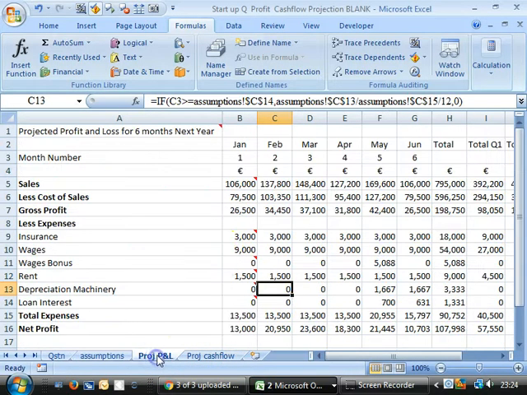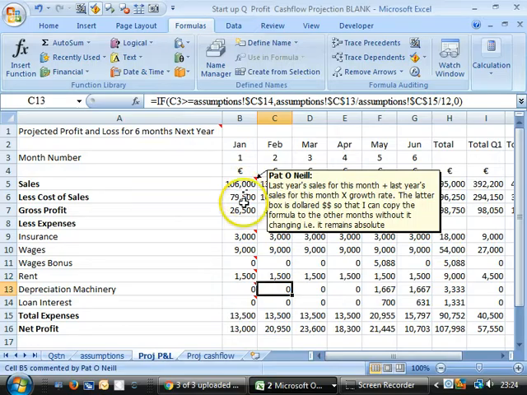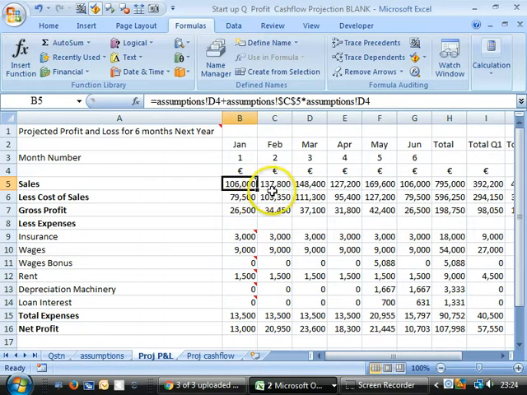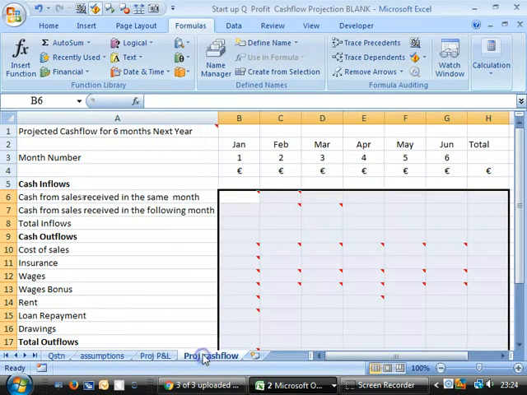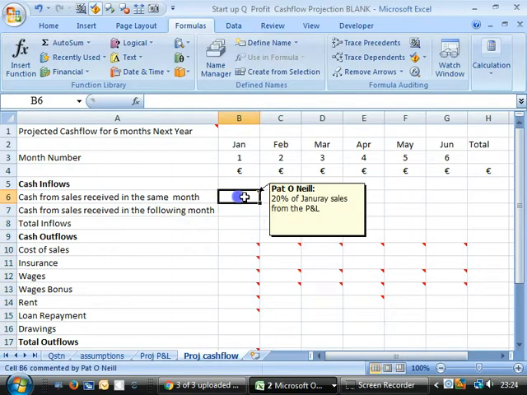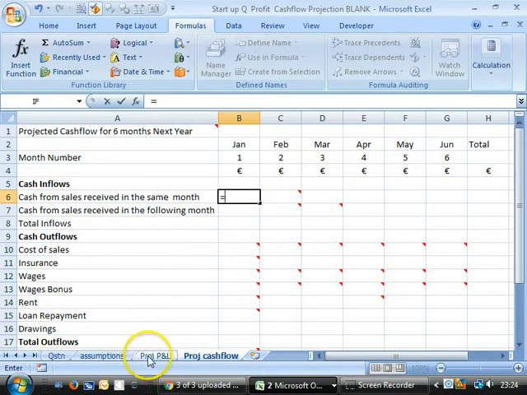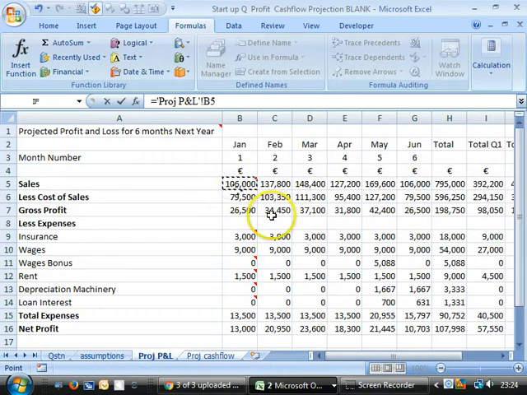And remember, what are we trying to do here? We're trying to figure out when we get the sales, when does that flow into our business as cash, and when do we pay out money for these expenses and the cost of sales. So we go now to the first, and we have a comment here. It says it's 20% of January sales from the P&L. So remember, we start with the formula. We go to the profit and loss with January sales, and we multiply by 20%.